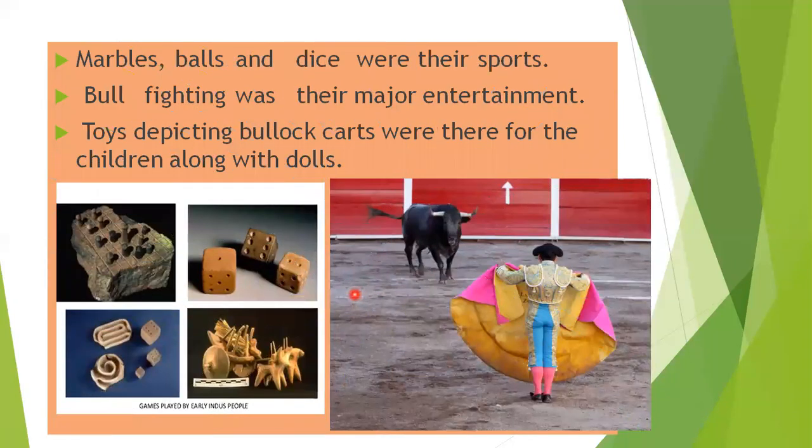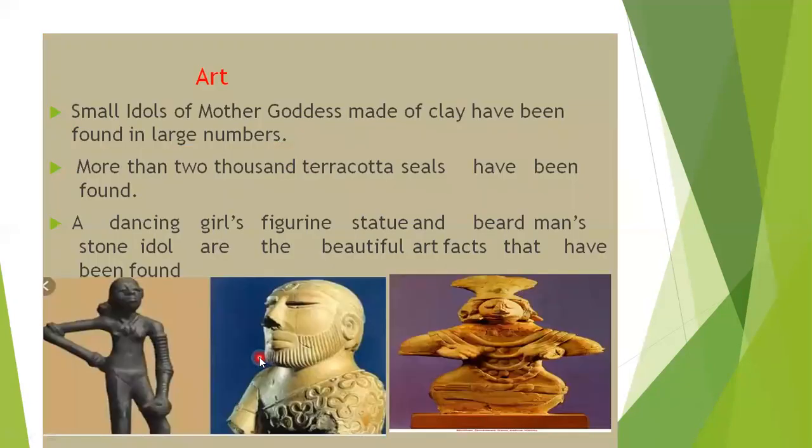And what are the other things? Marbles, balls, and dice were their sports. Marbles means goli. Balls and dice are the major sports. Bullfighting was a major entertainment. And toys depicting bullocks and carts were there. See, small bullock carts were there for the children along with the dolls.